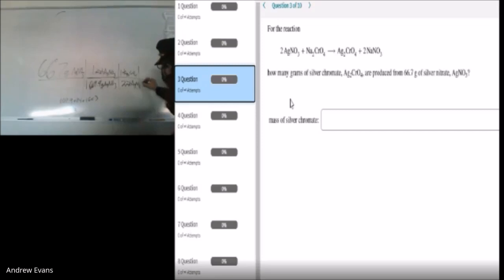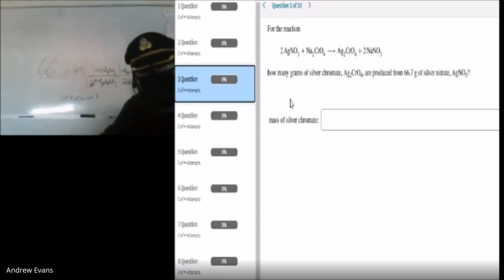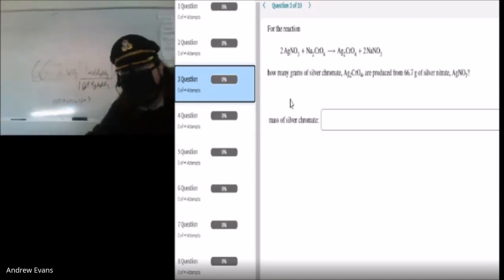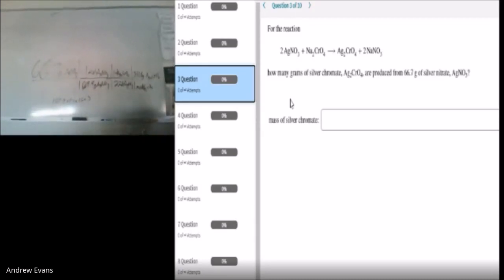So I want grams, so moles go on the bottom, and 331.8 grams go on top. Okay. Not sure if you can read that on the screen. I'm going to move this camera just a pinch over.